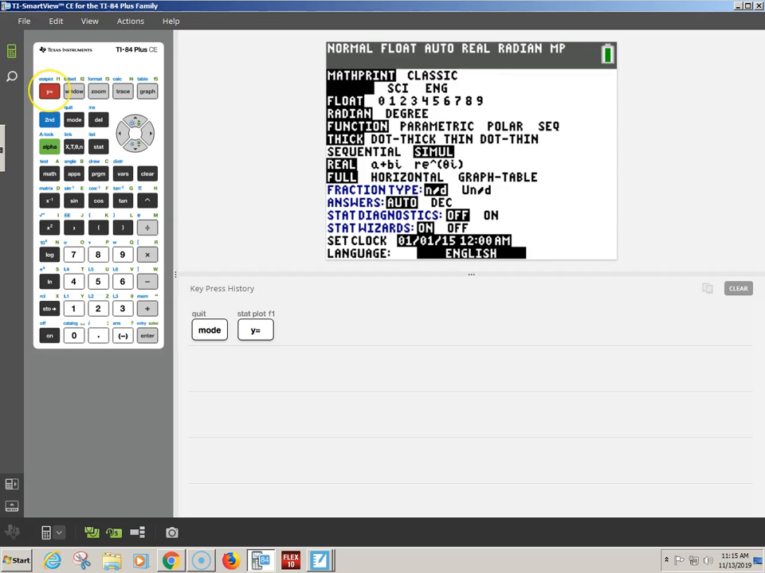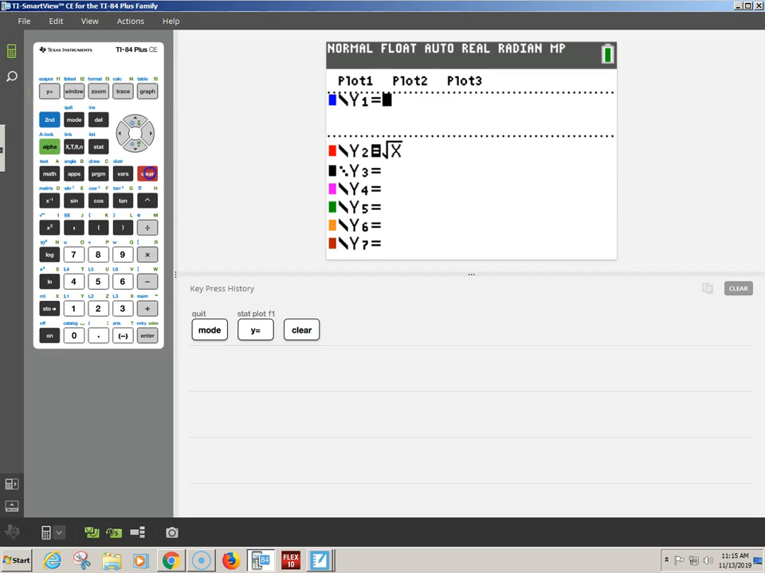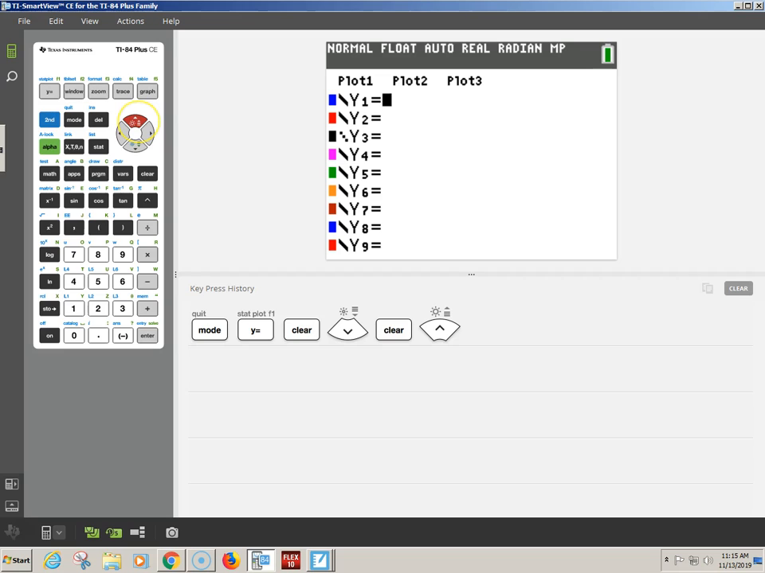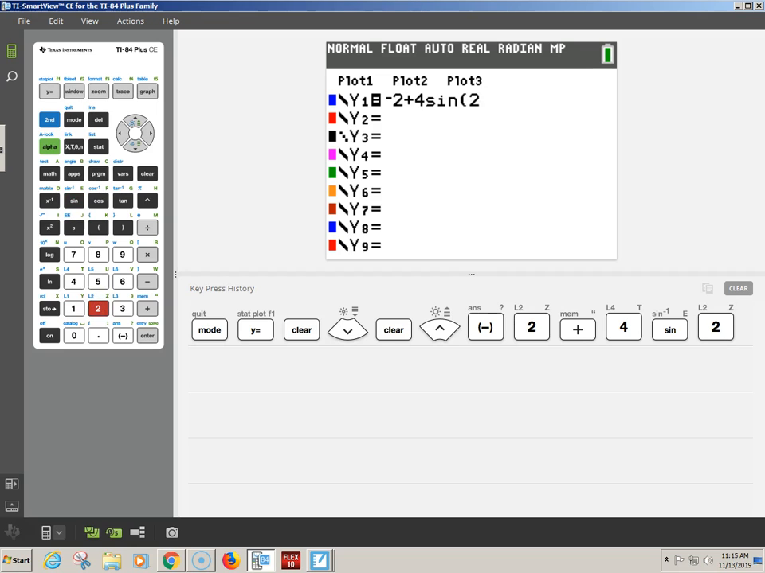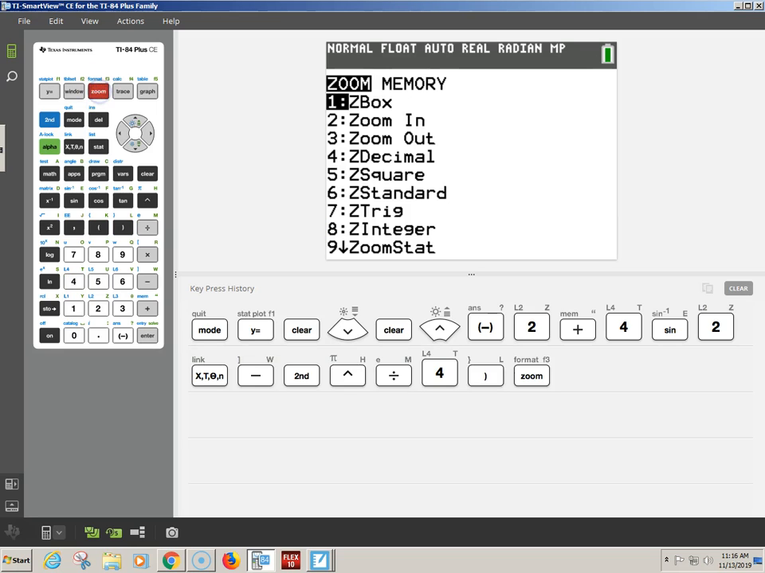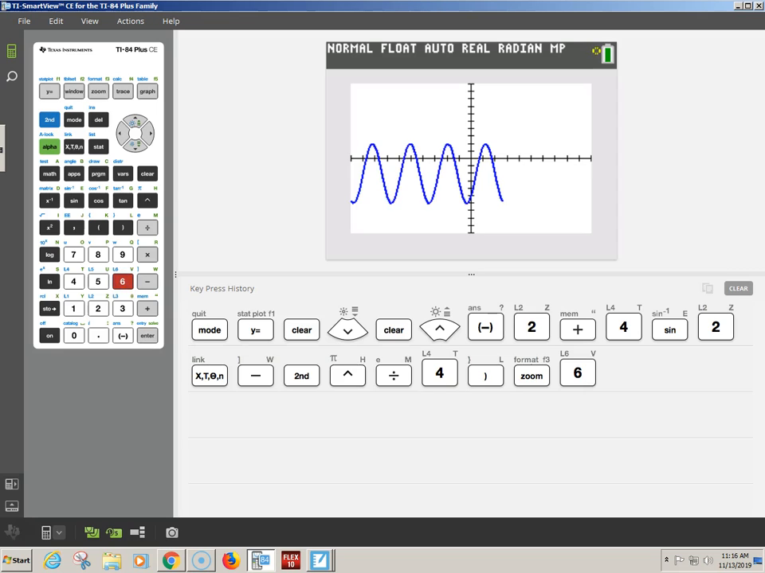Mode needs to be in radians. My y equals is there. I need to clear that out and clear this out. You guys can help me out with the sinusoid. It's -2 plus 4 sine of 2x minus pi over 4. Okay, so if you guys graph this guy, let me do a zoom standard just because. Woo! All right, all 5 of the key points.